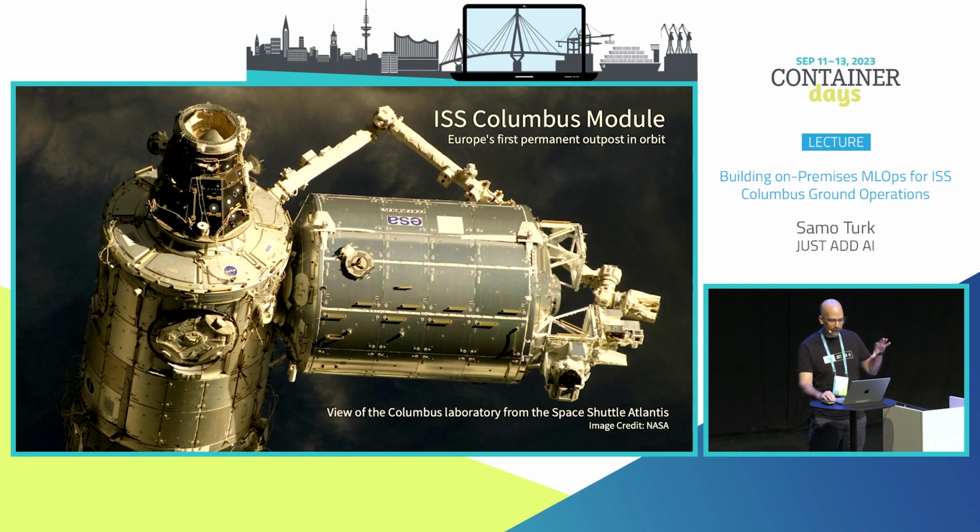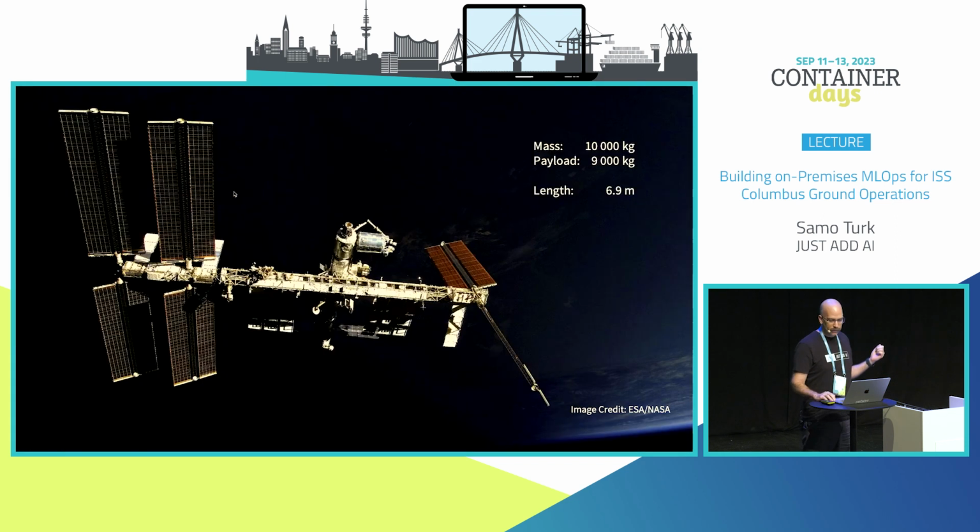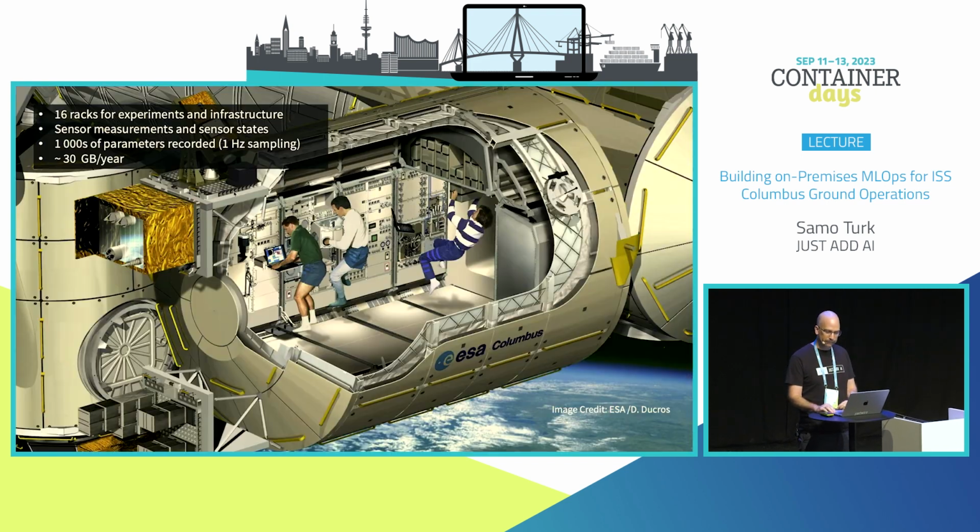Quickly, nonetheless, about ISS, Columbus. So the data that we are working with comes from ISS Columbus. This is a module of the International Space Station, and it's Europe's first permanent outpost in orbit. The module itself weighs 10 tons, can take 9 tons of payload, and is 7 meters long. In contrast, the whole International Space Station is 450 tons. So it's a part of this larger unit.